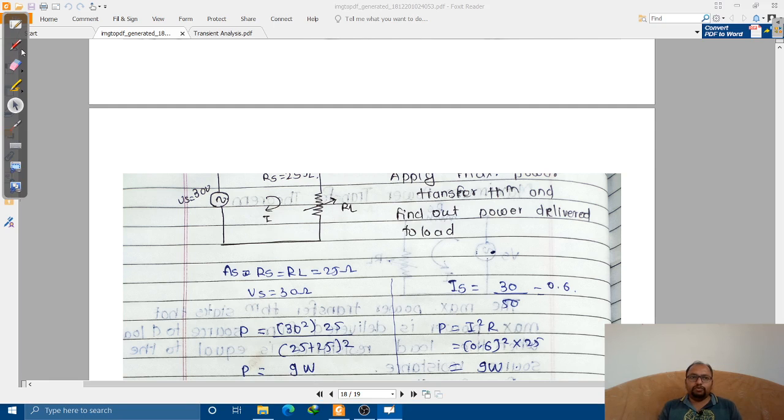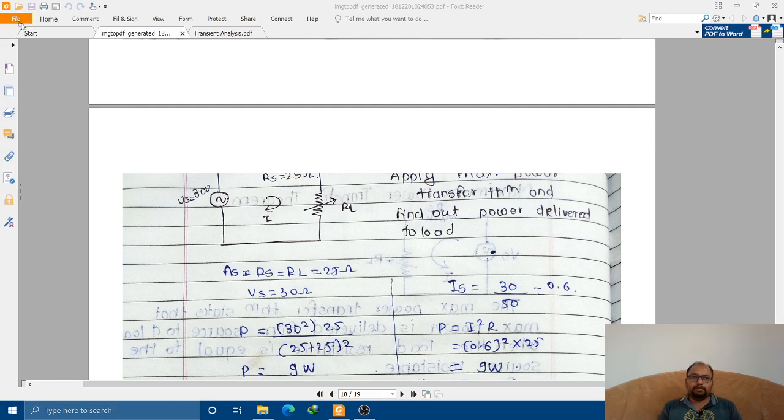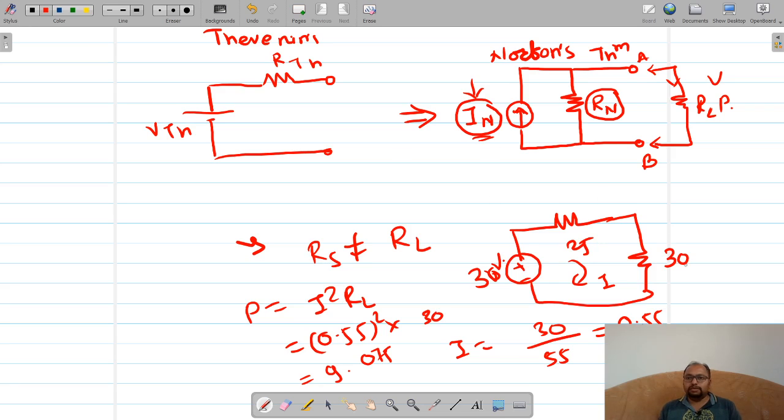Okay, let us change the value to more than 25. Let us take RL as 50. So if I compute the value of current, 50 plus 25 is 75. So 30 divided by 75 is coming as 0.4. And now 0.4 into 0.4 into 50 is coming as 8.